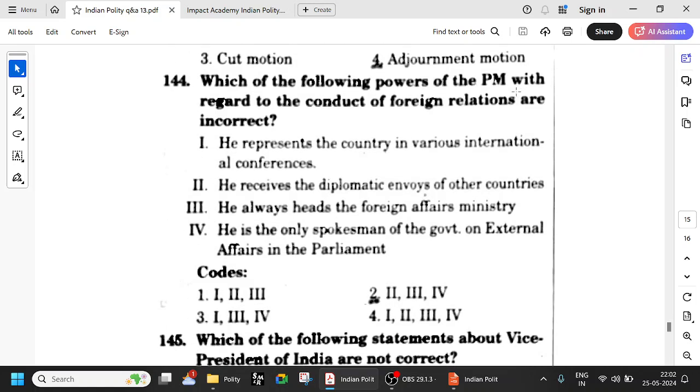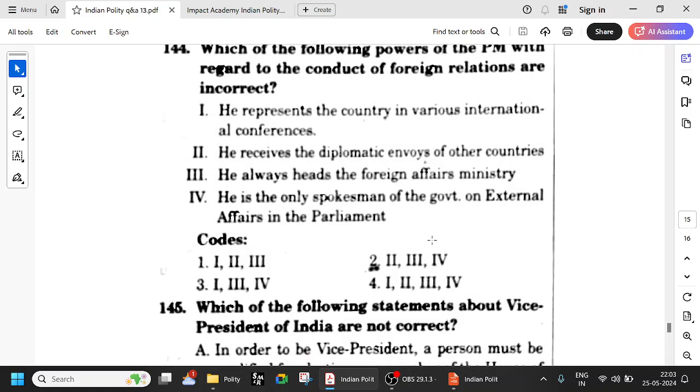So which of the following powers of the PM with regard to the conduct of foreign relations are incorrect? 2, 3, 4 are incorrect. He represents the country in various international conferences. That is true. He receives the diplomatic envoys of other countries. This will be taken over by the Ministry of External Affairs. He always heads the foreign affairs ministry. No, not required. PM is not the head of the foreign affairs ministry. You have the external affairs ministry. He is the only spokesman of the government on external affairs. No, definitely wrong. You have the external affairs minister. So 2, 3, 4 are wrong.